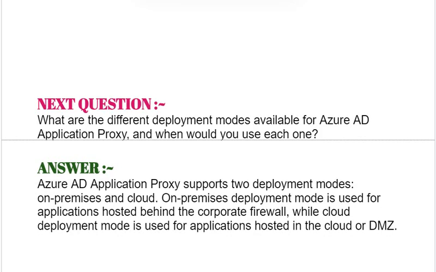Our next interview question is: what are the different deployment modes available for Azure AD application proxy, and when would you use each one? Your answer should be: Azure AD application proxy supports two deployment modes, on-premises and cloud. On-premises deployment mode is used for applications hosted behind the corporate firewall, while cloud deployment mode is used for applications hosted in the cloud or DMZ.